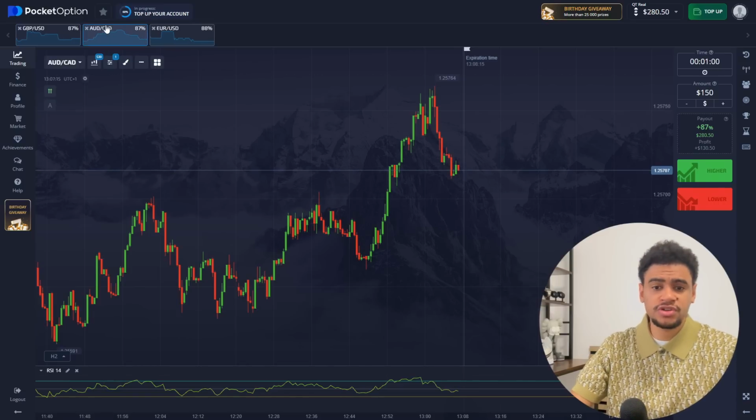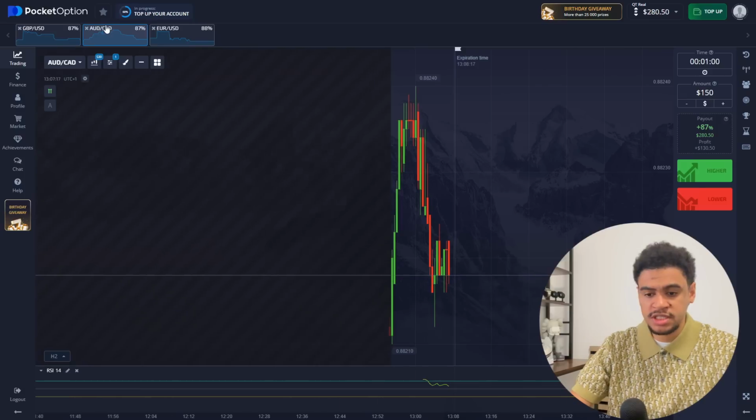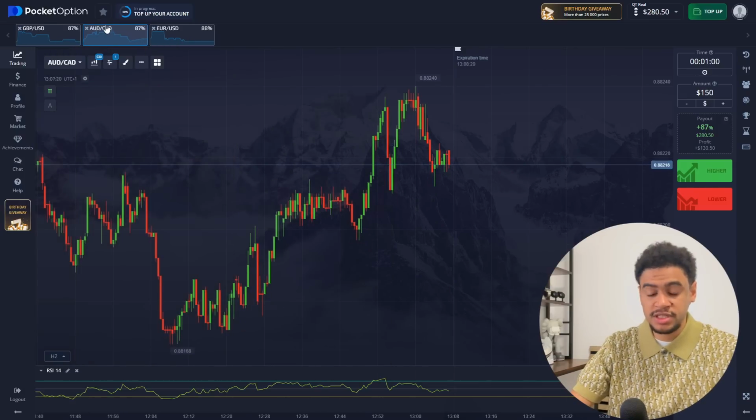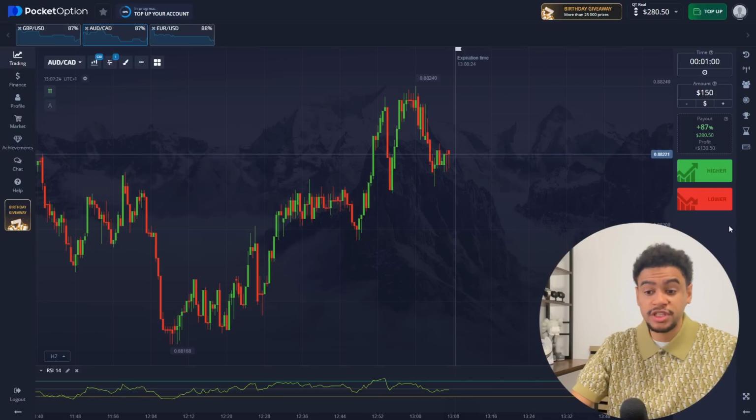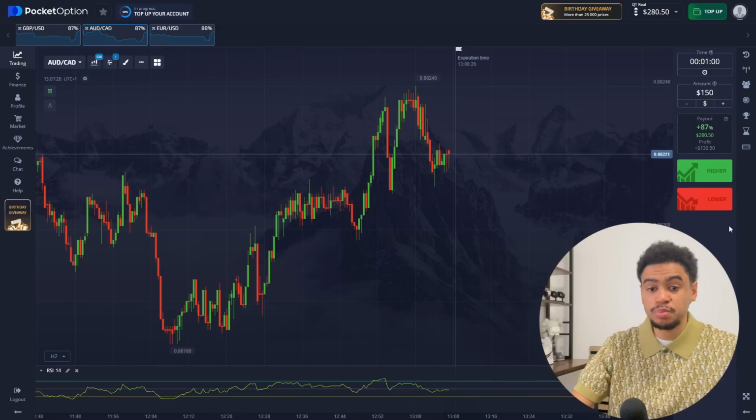Now let's move on to Australian dollar Canadian. This is once again a pretty similar chart. Now looking at it, it is completely similar. So there's really no reason for us to play it differently.